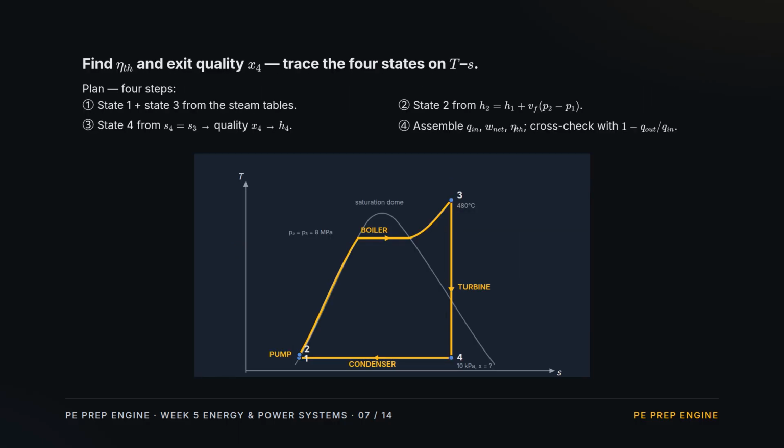On the temperature entropy diagram, that same loop becomes a rectangle pushed up into the superheat region. Boiler across the top, turbine straight down into the wet region, condenser along the bottom. Find the thermal efficiency and the turbine exit quality. The plan: states 1 and 3 straight from the tables, state 2 from the pump shortcut, state 4 from the isentropic constraint to get the quality. Then assemble heat in, net work, and efficiency with a cross-check.